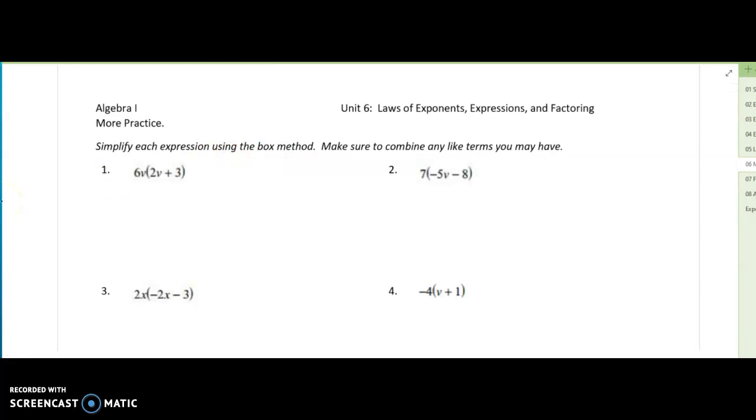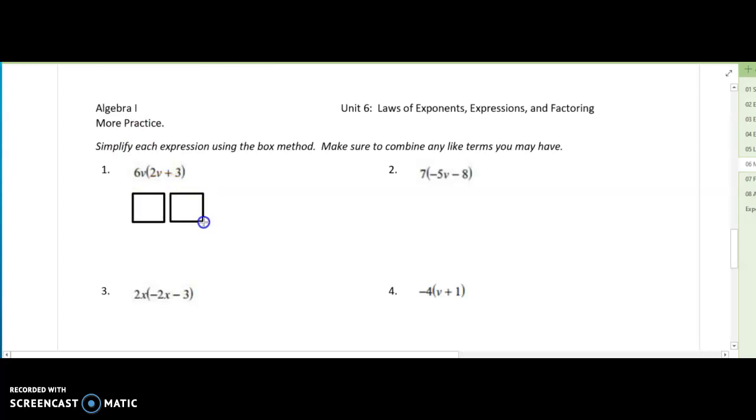Okay. So when we look at these, we're going to use the box method. We're going to make sure we combine any like terms that we have, okay? So we have one term times two terms. So that tells us how we're going to build our box, right? So we have this one box right here, and then we have another one right here.